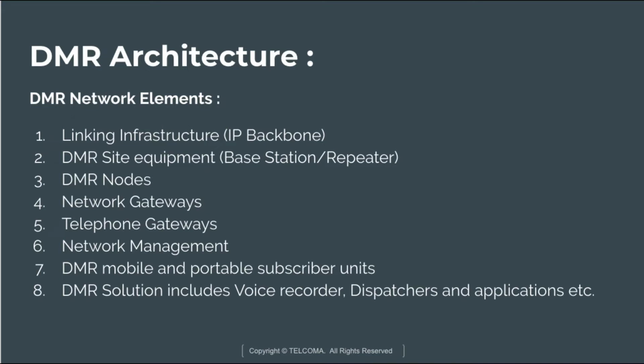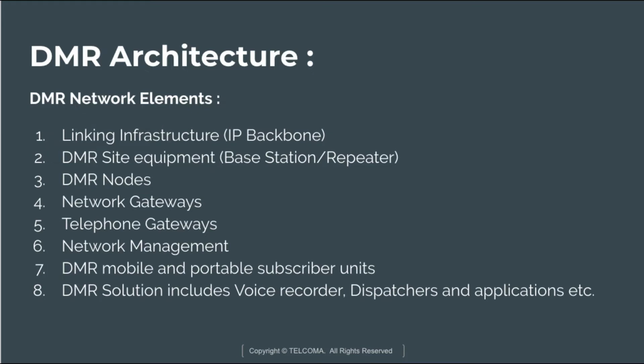The very first is linking infrastructure, that is the IP backbone. It interconnects the various elements of the DMR network. Next is DMR site equipment, that is base stations or repeaters. It provides the RF path to and from the mobile and portable radios for voice and data communication. Next is DMR nodes. They control the call setup, generate and store call records and raise alarms. Next is the network gateway. It provides an audio interface to equipment and systems outside the DMR system.